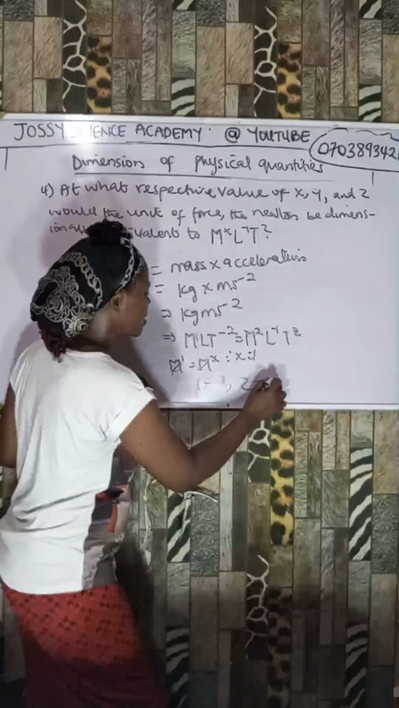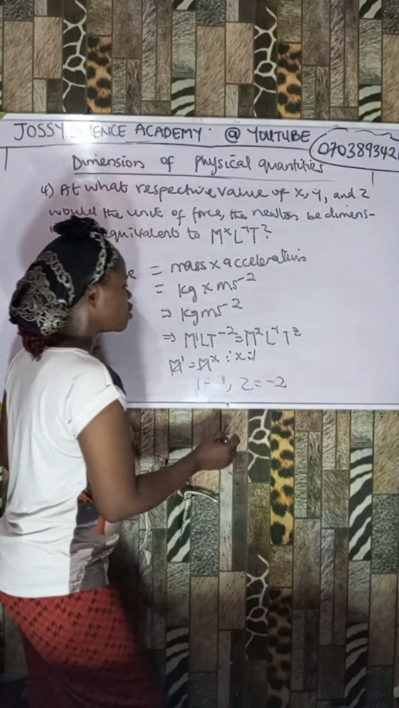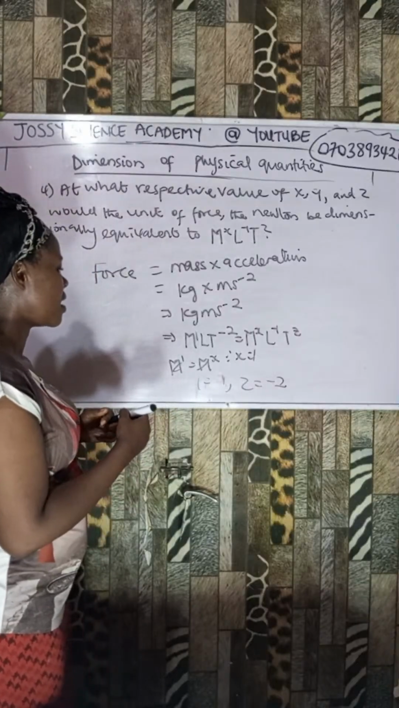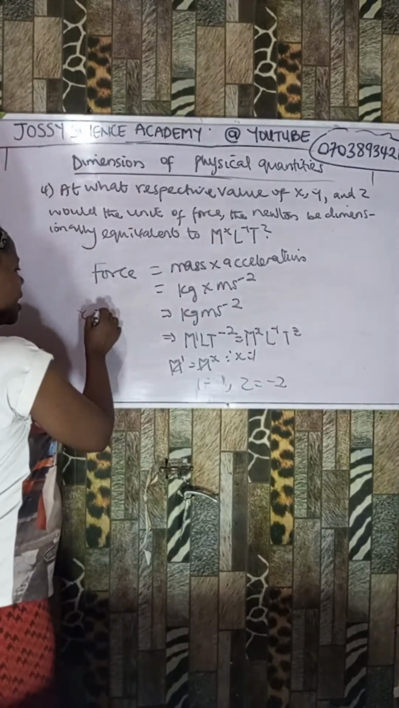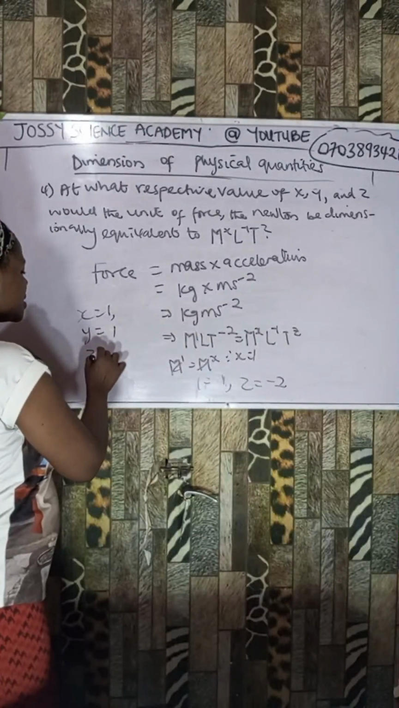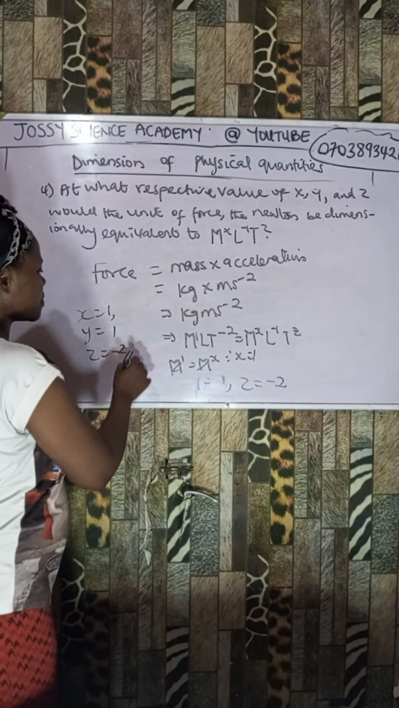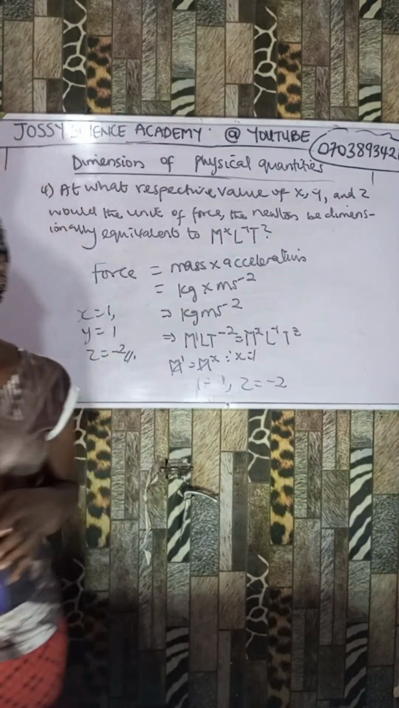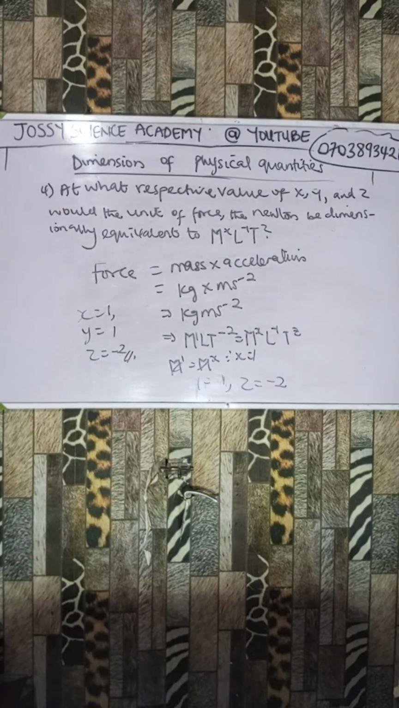Then the same method, z is equals to minus what? 2. So I've gotten the values as x as 1, y as 1, and z as minus 2, right? Now this is how to solve this type of question.